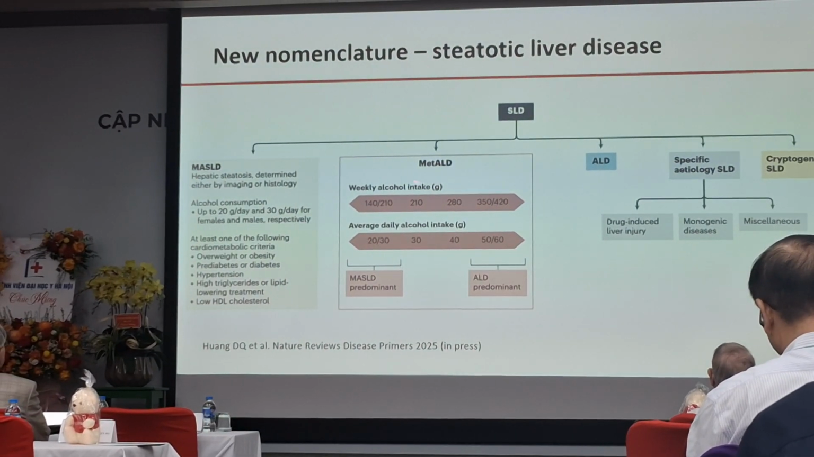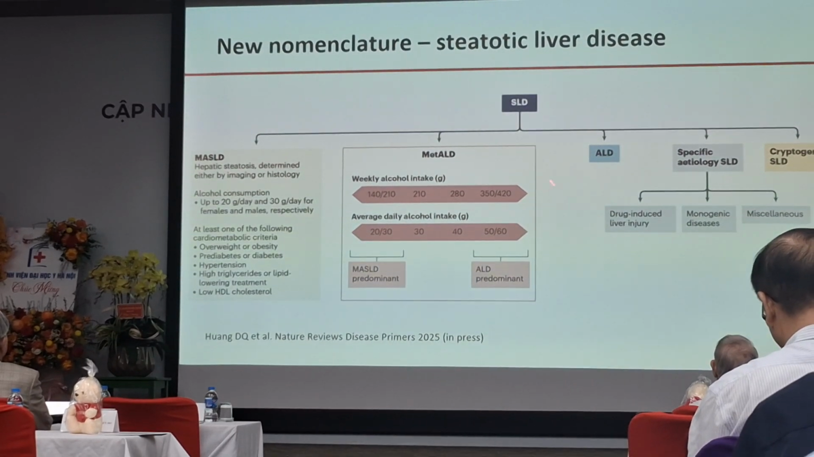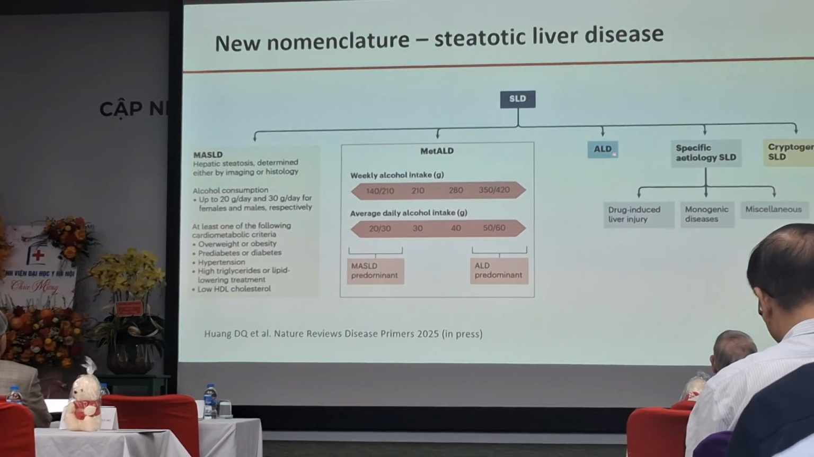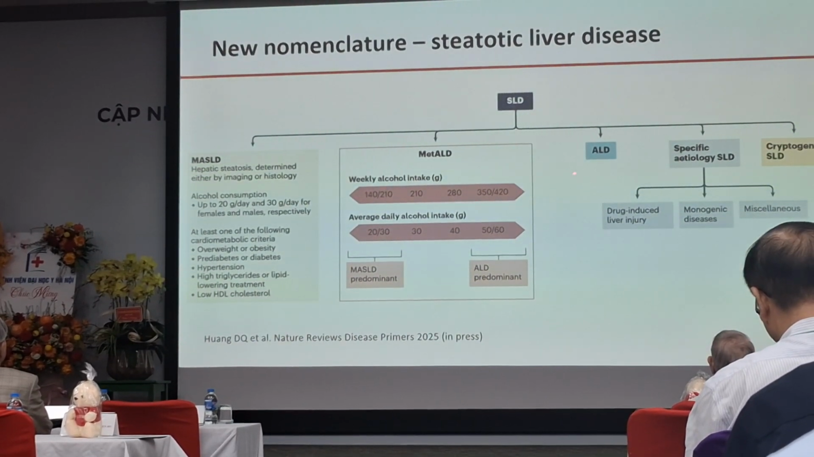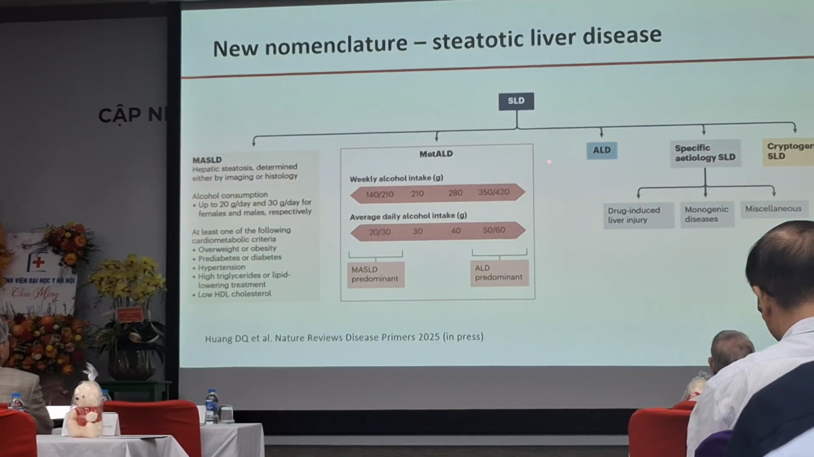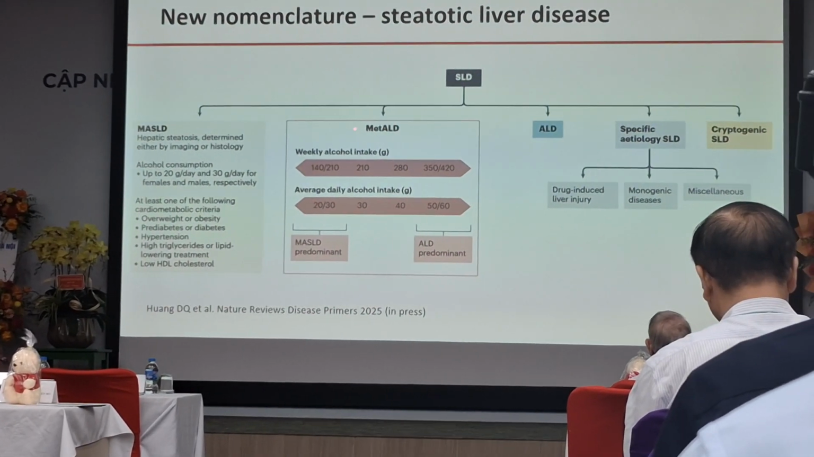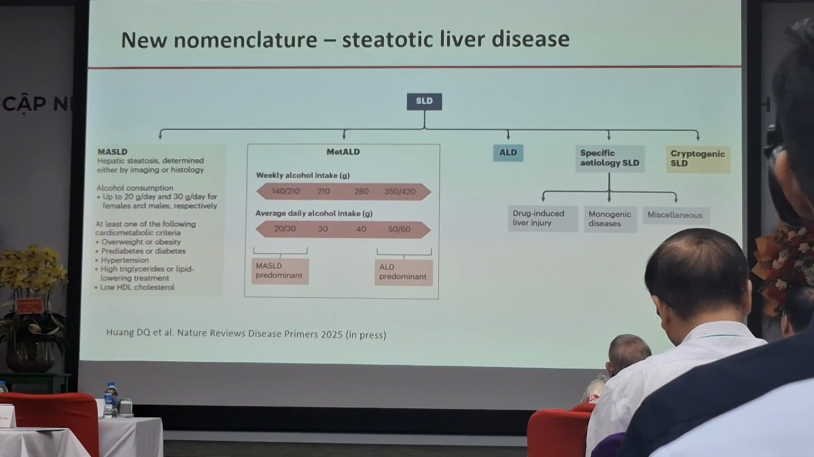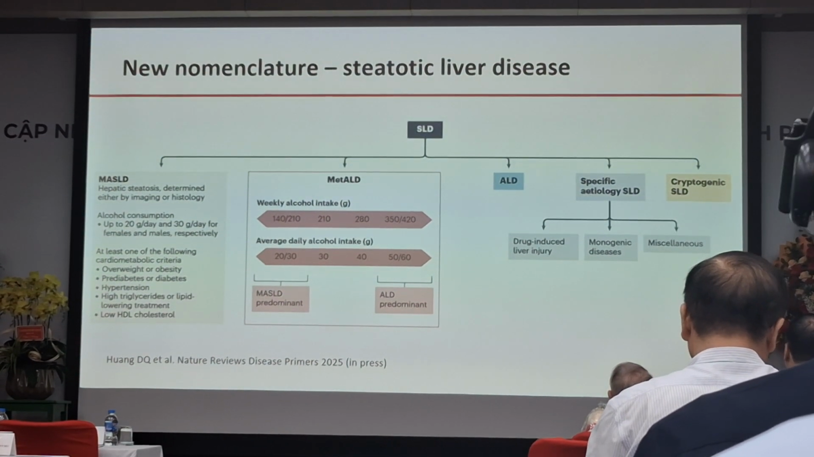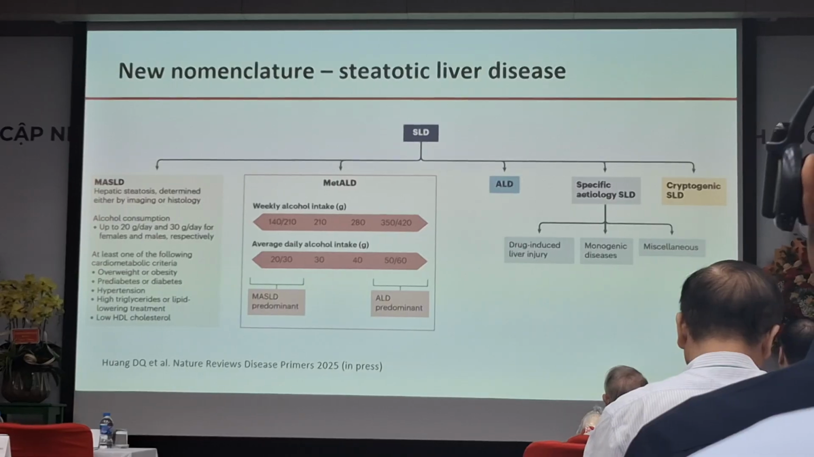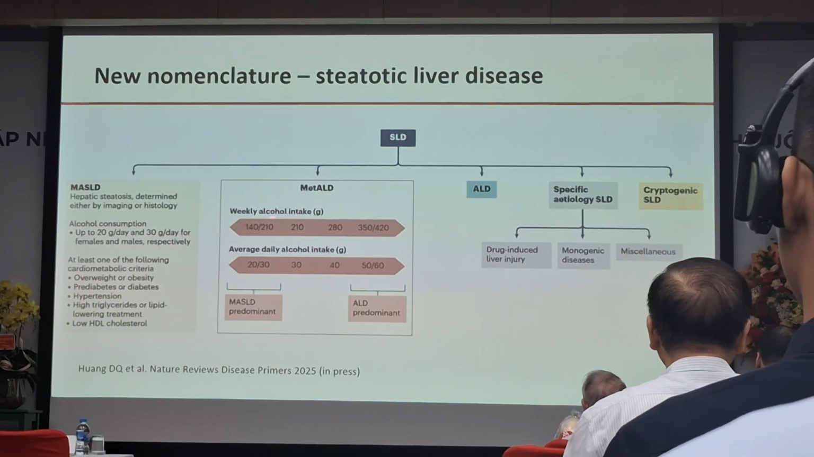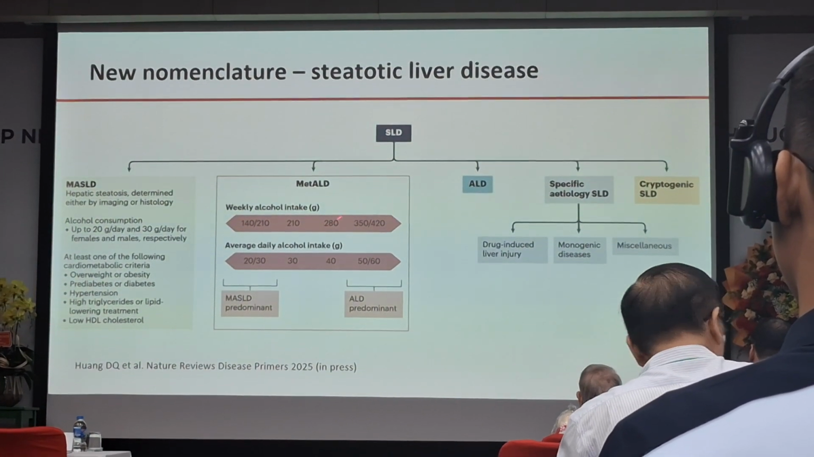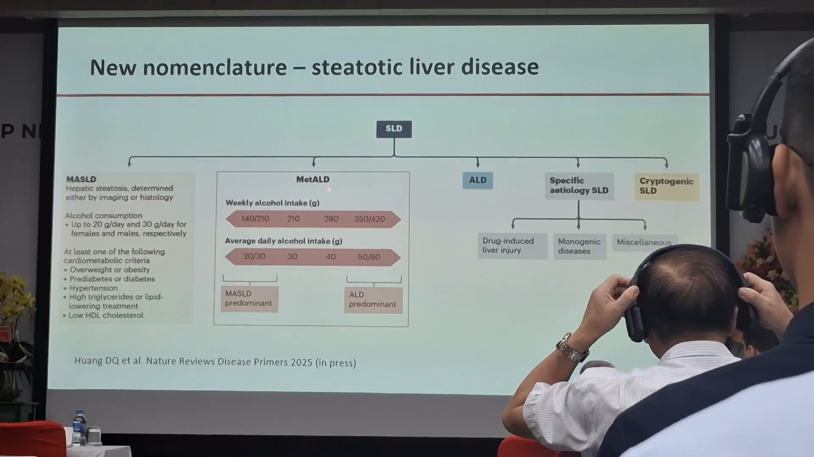And then on the other end of the spectrum is alcohol-associated liver disease, which I think we are all familiar with. But what is actually interesting and new is this new category called MAT-ALD. In the real world, many of us clinicians realize that we've got patients with fatty liver disease who don't drink excessive amounts of alcohol, but have a moderate alcohol intake. And so now there's this new category called MAT-ALD.